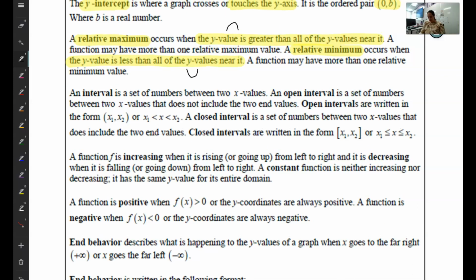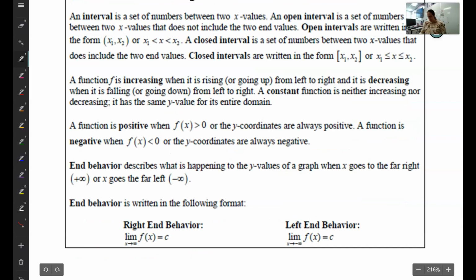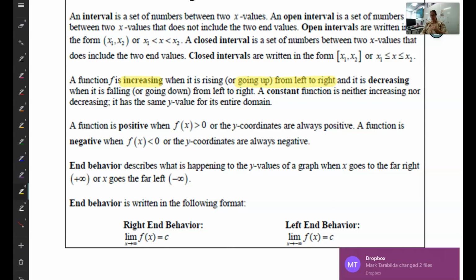We have already talked a lot about open and closed intervals with domain and range, so we're not going to worry about those ones too much. Increasing is when the graph is going up from left to right. So you're going to read the graph like a book from left to right and see if the graph is going up, or decreasing if it's going down from left to right. Constant is if it's flat, but we won't worry about that one too much.